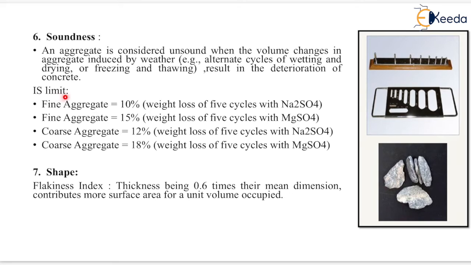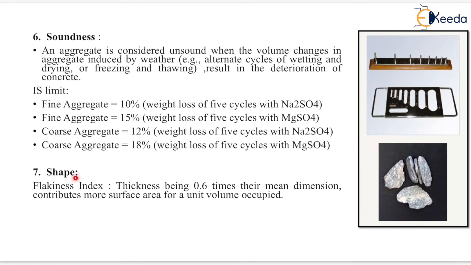Now Indian standard limit for fine aggregate is 10%, that is weight loss of 5 cycles with Na2SO4 will be only 10%. Now for fine aggregate, the weight loss of 5 cycles with MgSO4 solution will be only 15%. For coarse aggregate with Na2SO4, that is 12% and with MgSO4, that is 18%.